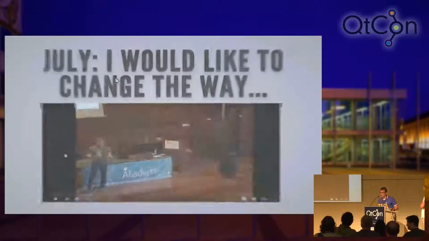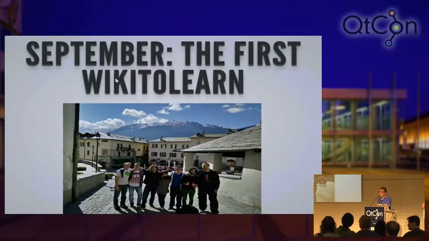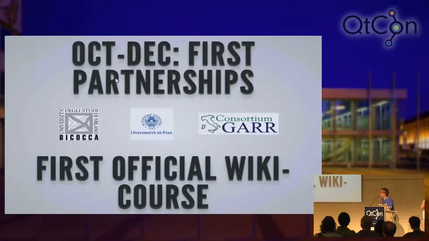Until when? Until September, which is when we got our first community. Some of the members of this community are here right now. And we got funding from KDE e.V. to go to a house in the mountains and lock ourselves up for 4 days and come up with the first WikiToLearn release. Very little content, very buggy, a lot of confusion, but still, it was our first version. And that way, we could start to speak to students and to professors about it. And that's how we got, between October and December, our first academic partnerships.